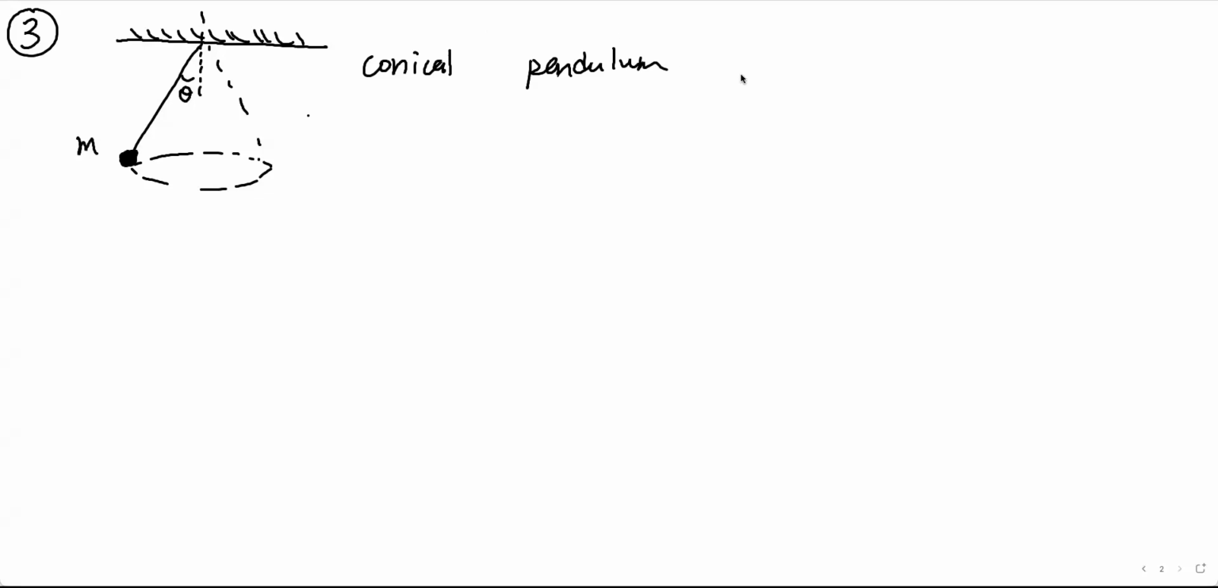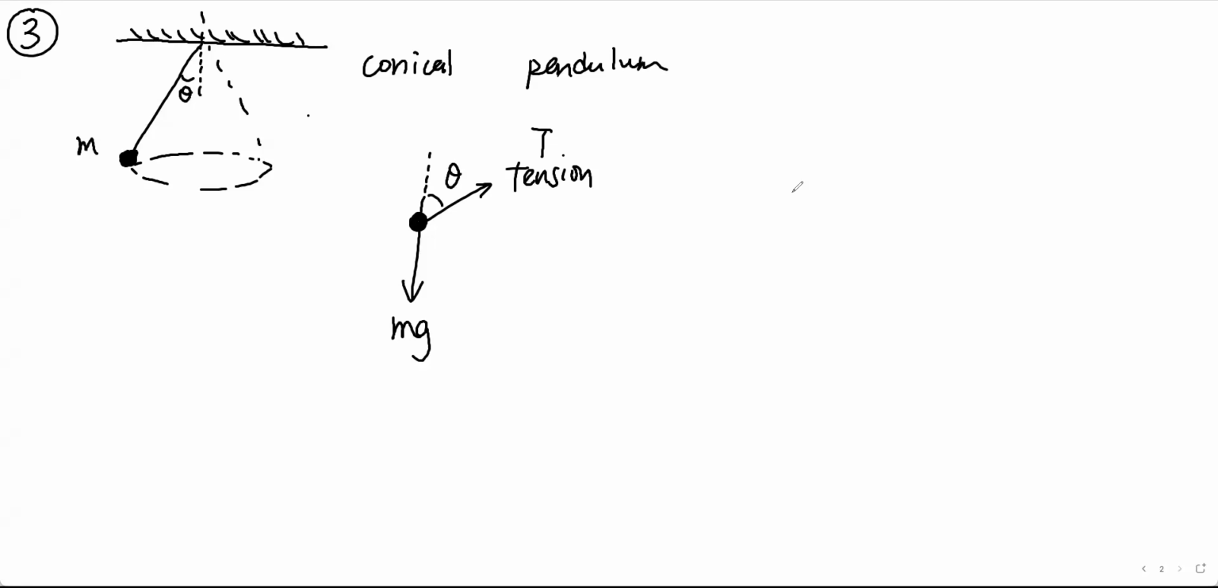Now for a conical pendulum, let's take a look at the free-body diagram of the bulb. So indeed, there's only two forces acting on the bulb. One is the tension by a string. Another is the weight of the bulb. There's only these two forces. Now, that angle is theta, so therefore this angle is also theta.